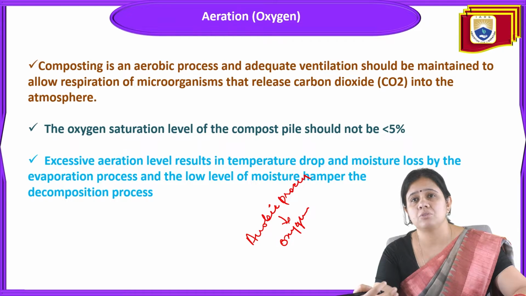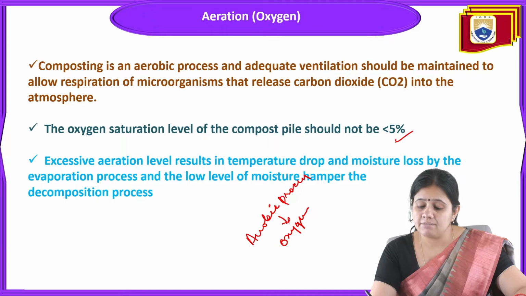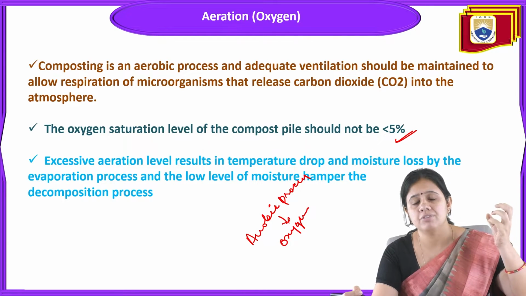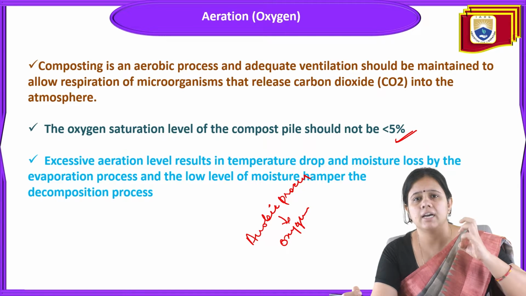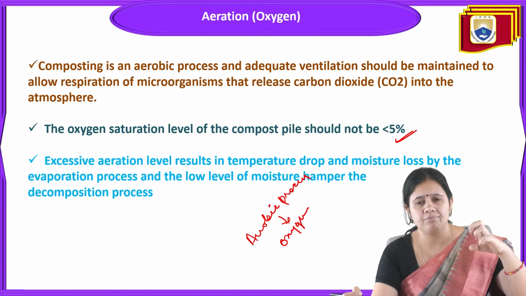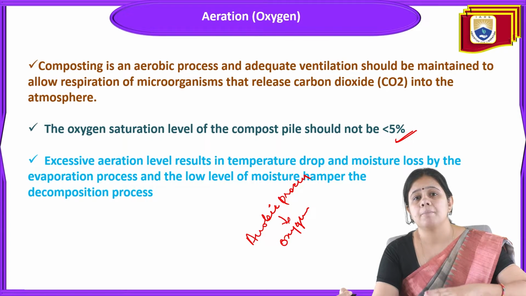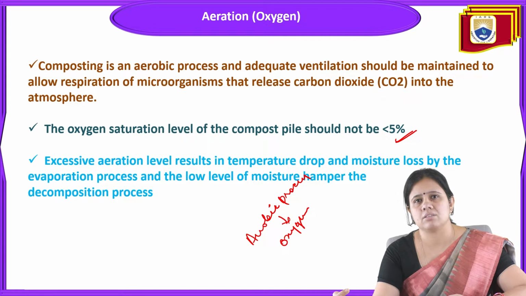The oxygen saturation level of the compost pile should not be less than 5%. If we do not provide an adequate amount of oxygen, if adequate aeration is not there in the compost pile, then the compost will not form properly, and it will not be free from pathogens either.